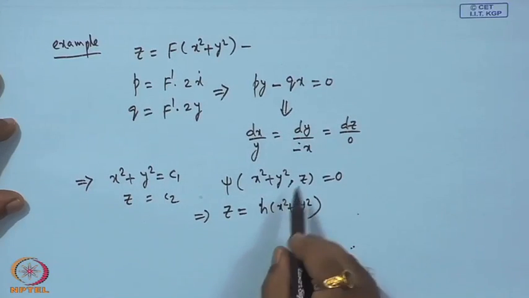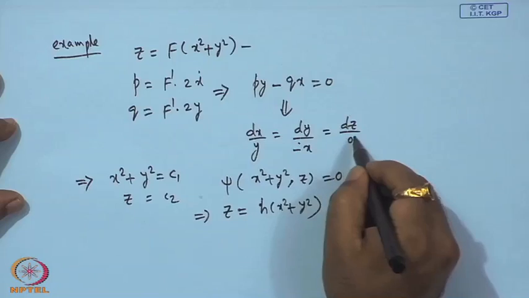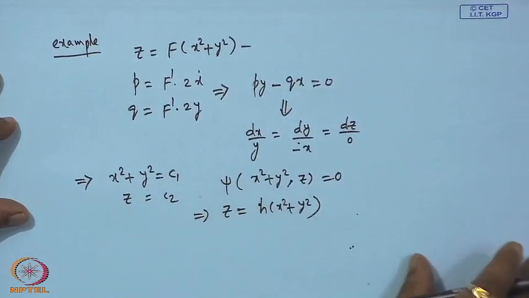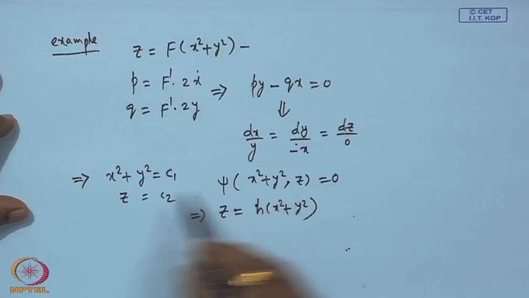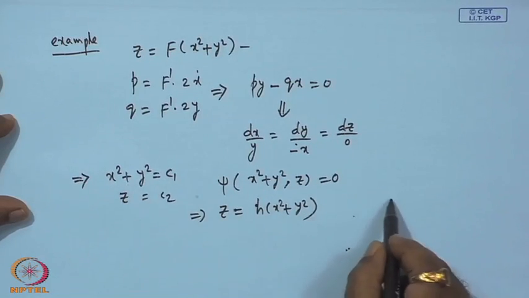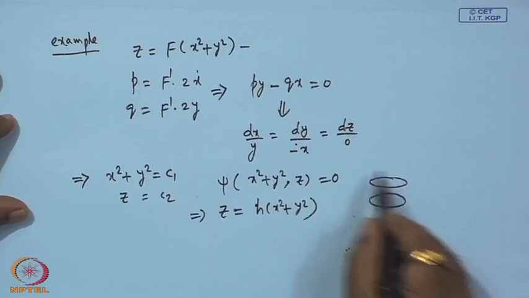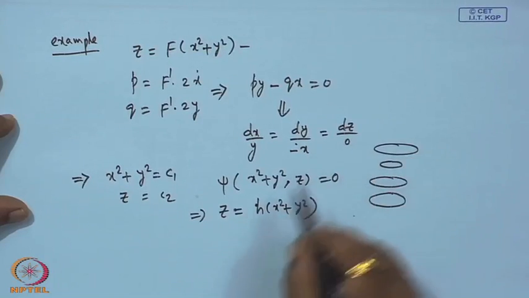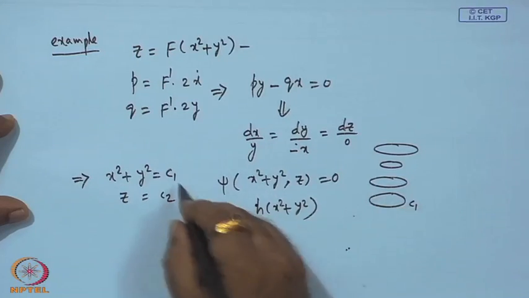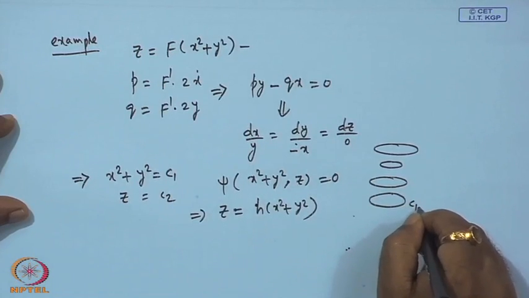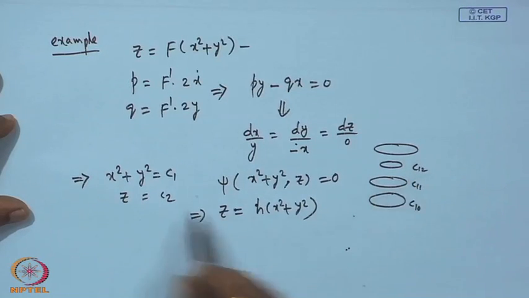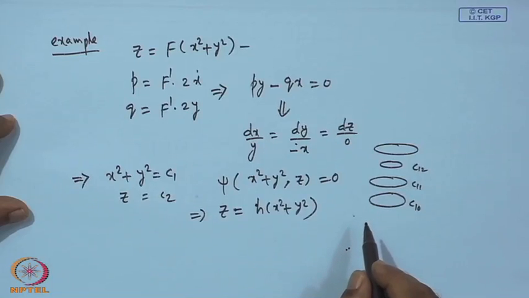So, the characteristics are a family of curves. So, in this case, what are these family of curves? Look. If you keep on varying C, suppose C 1, some C 1 0, C 1 1, C 1 2. So, for each C you are getting curves.